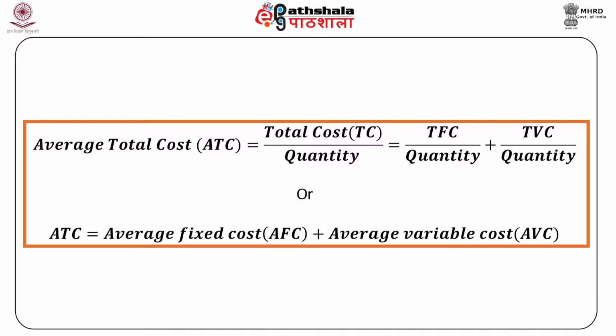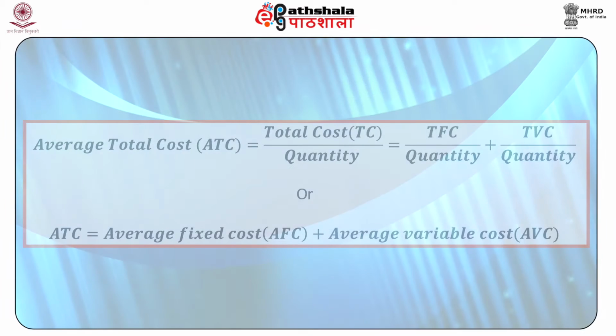Average total cost, that is ATC, is equal to TC divided by quantity, which is equal to TFC divided by quantity plus TVC divided by quantity, or ATC is equal to AFC, that is average fixed cost, plus AVC, that is average variable cost. Average total cost can be calculated by dividing the total cost by the total quantity produced or by adding the average fixed cost and average variable cost.